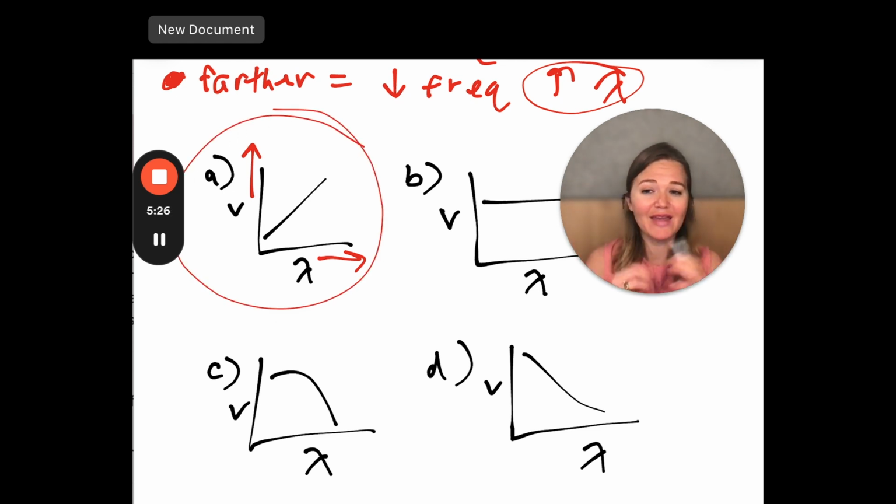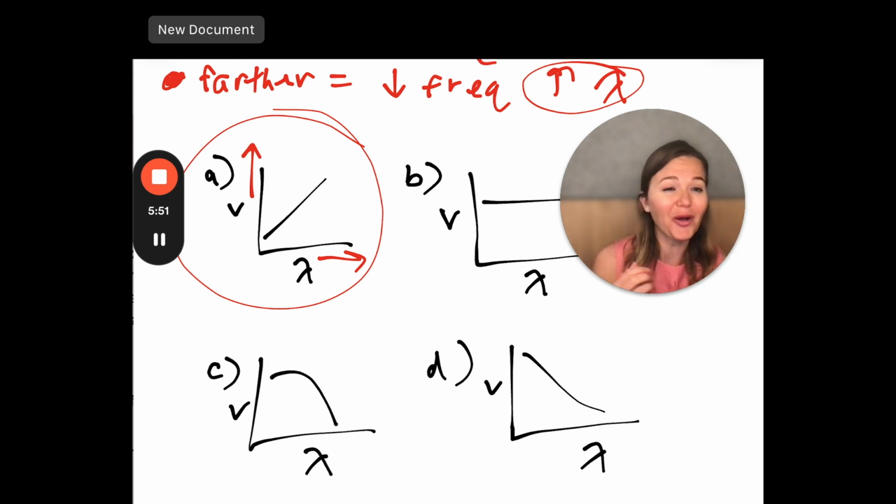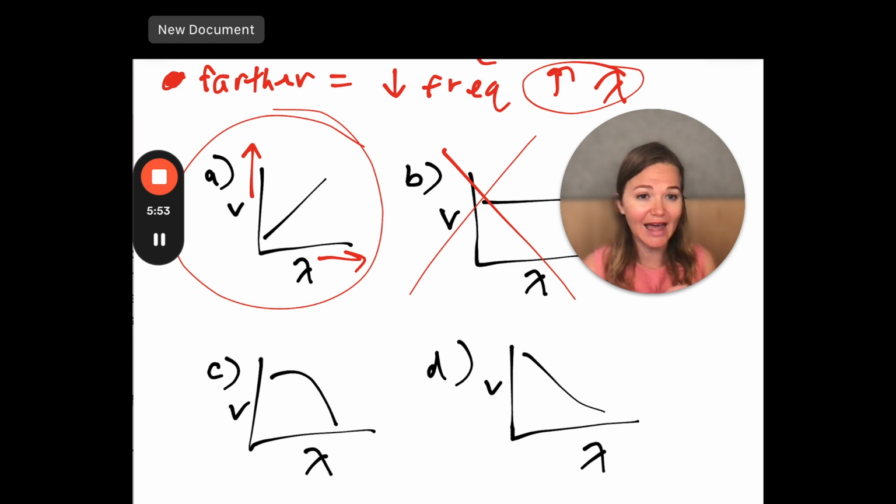Let's think about, though, why the other answers are wrong. Well, what's going on in B here? We just have a flat line, right? So that means there's no change in wavelength as our transmitter gets faster and therefore farther away. So, okay, B is out.